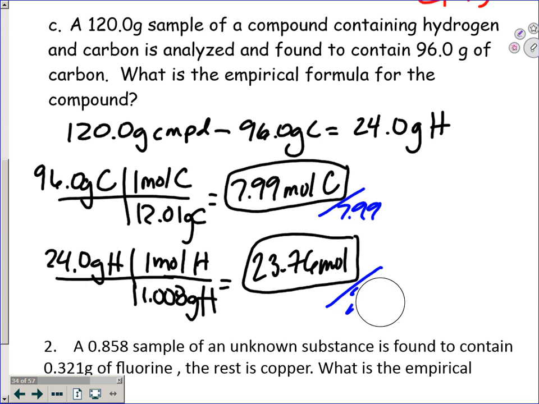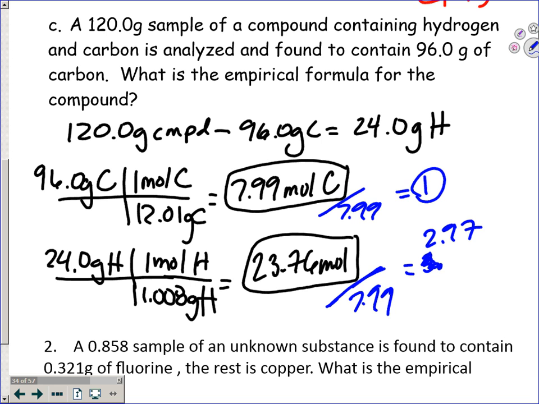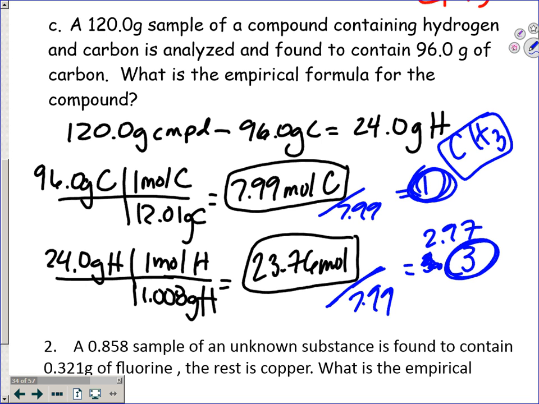I like to write down what you were saying. Divided that by 7.99. Good. So this one, everybody, think hard. 1. And this one? Approximate. What's the number? 3.1. All right, 2.97. So then you rounded to 3. So these are your subscripts, and what's the formula? CH3 again. So I gave you a new scenario, but the ending empirical formula was the same.